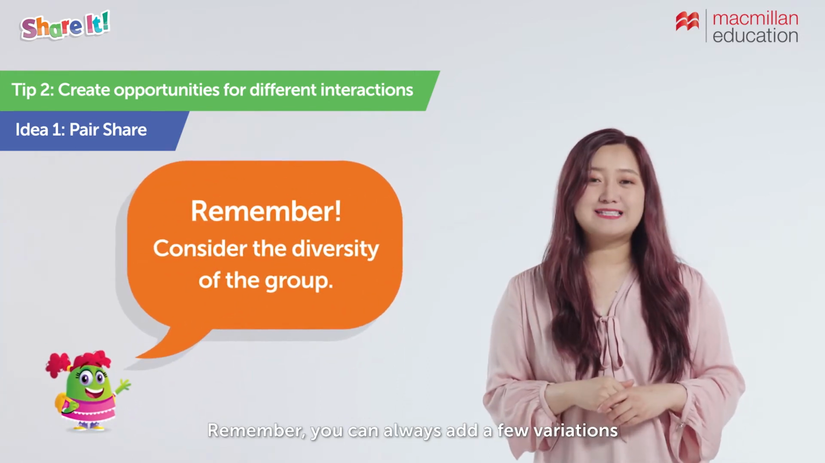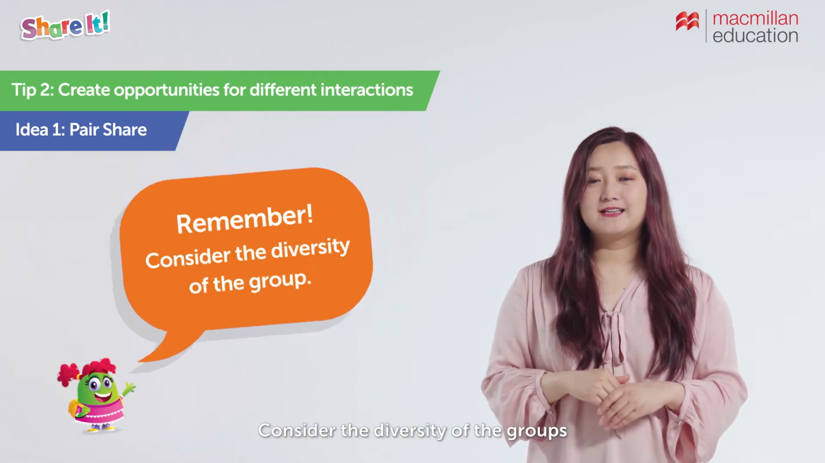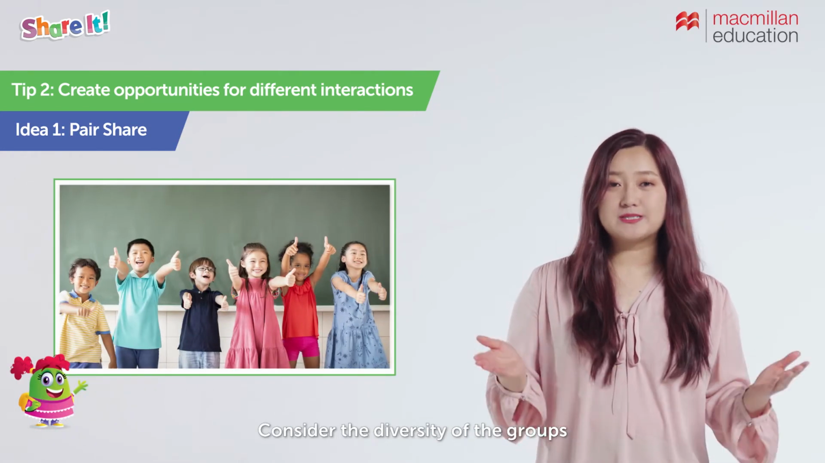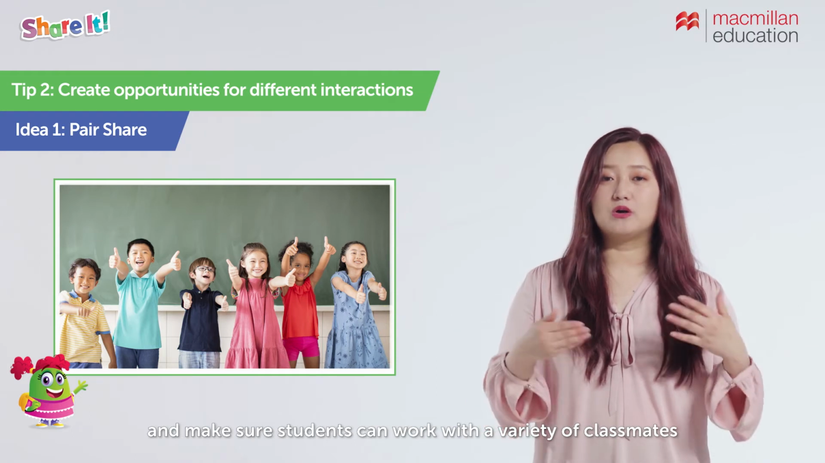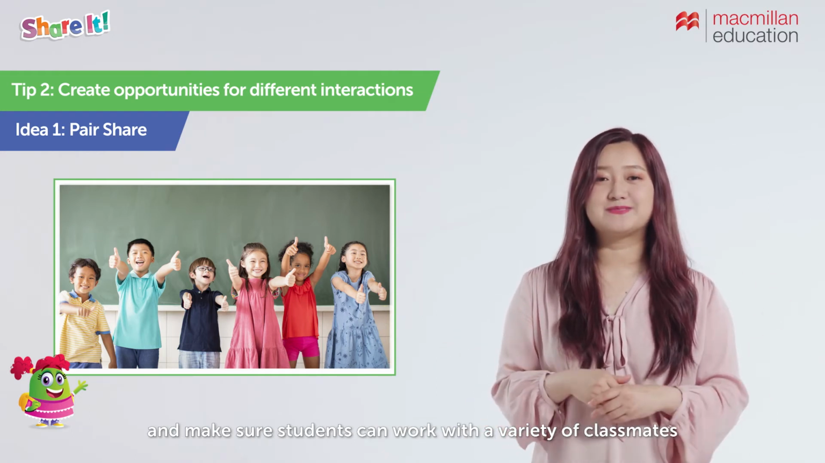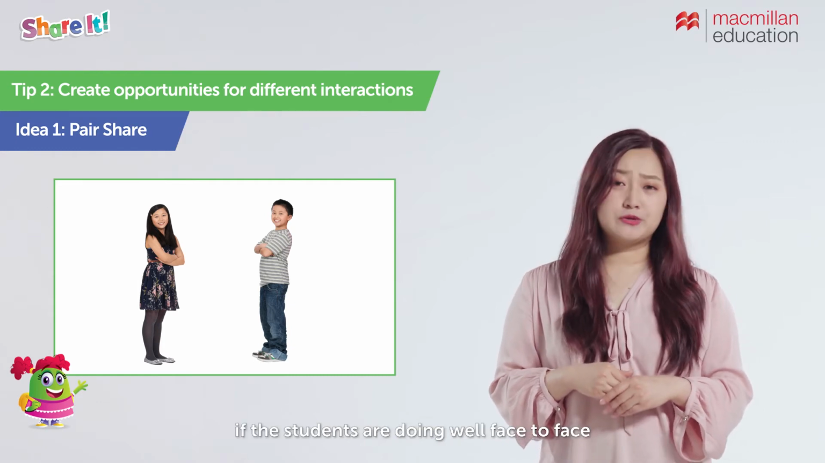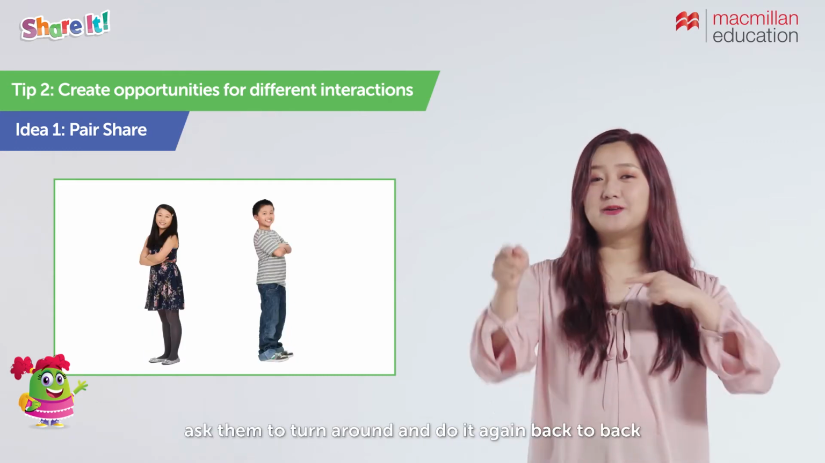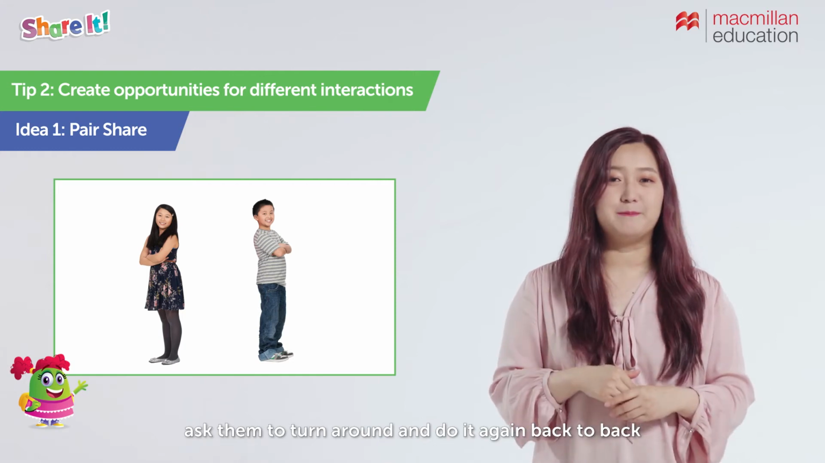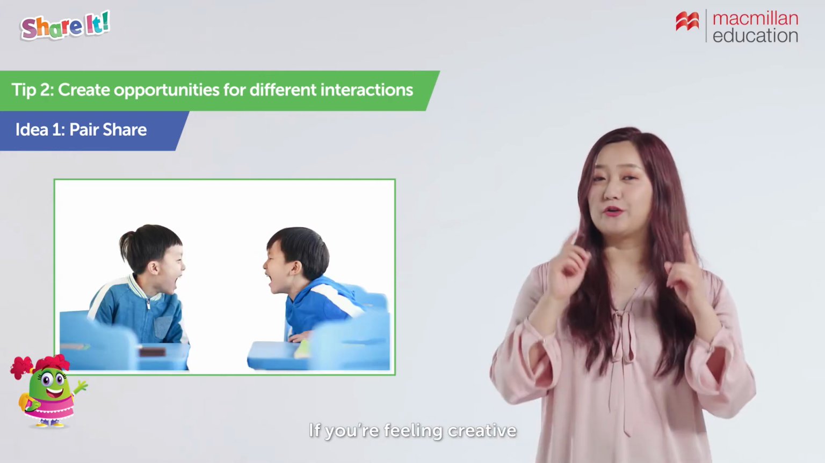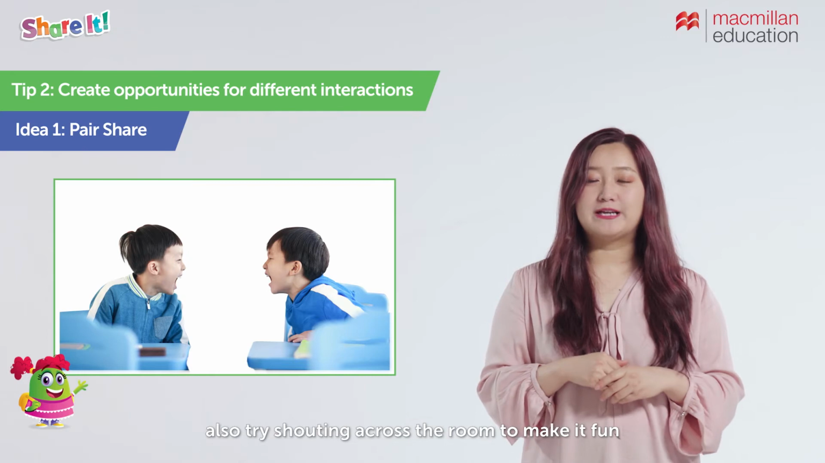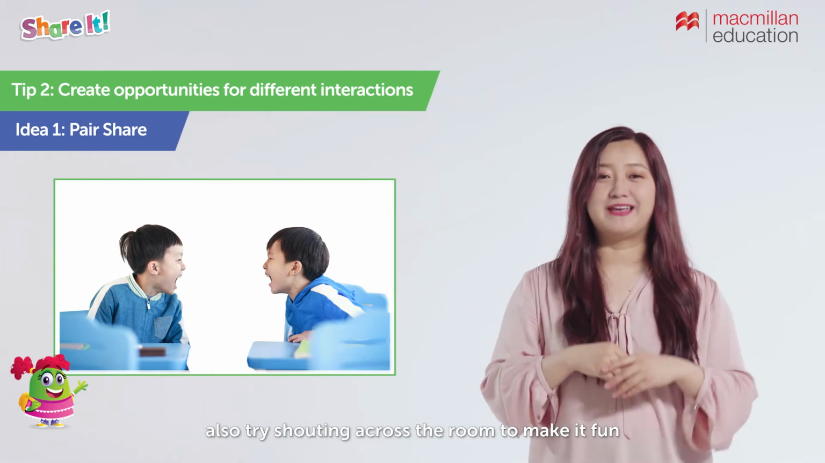Remember, you can always add a few variations. Consider the diversity of the groups and make sure students can work with a variety of classmates. While doing the pair work, if the students are doing well face-to-face, ask them to turn around and do it again back-to-back. If you are feeling creative, also try shouting across the room to make it fun.